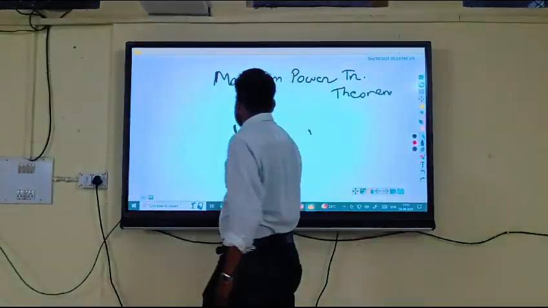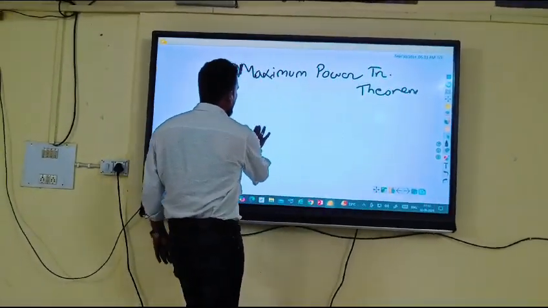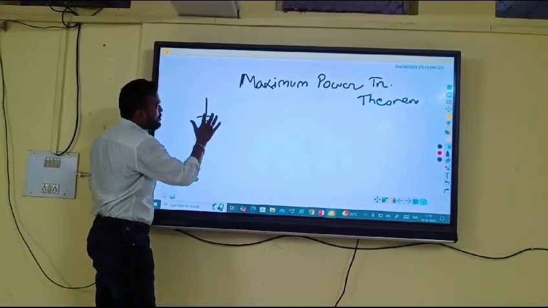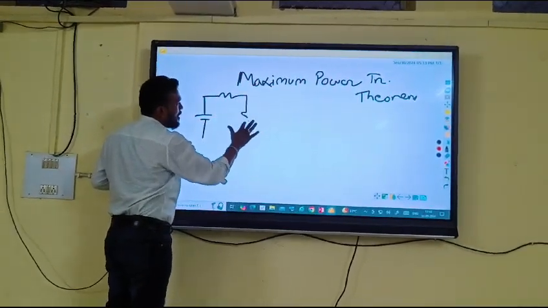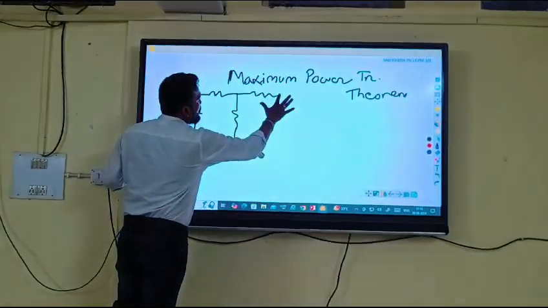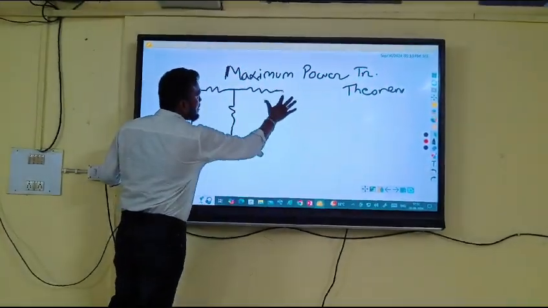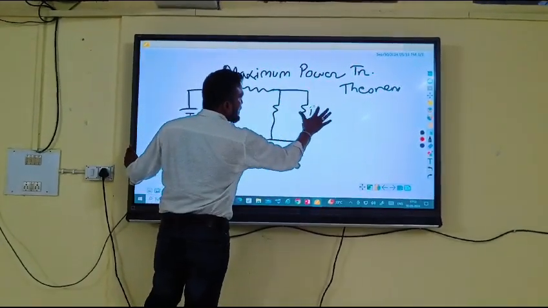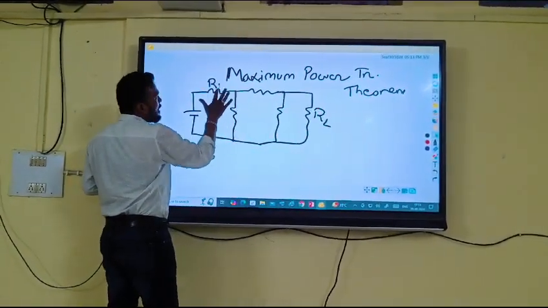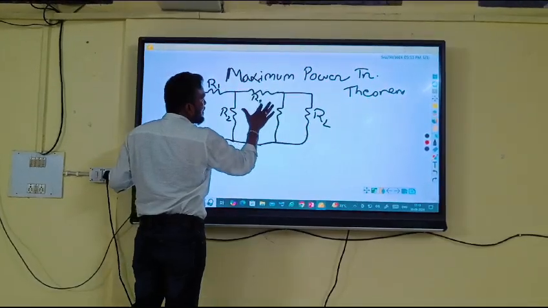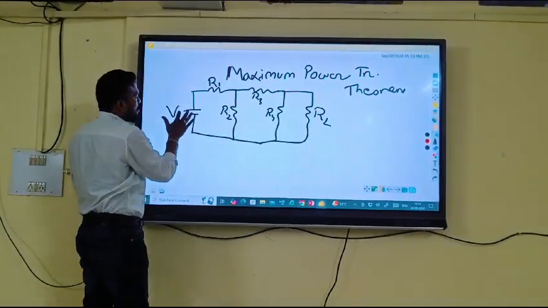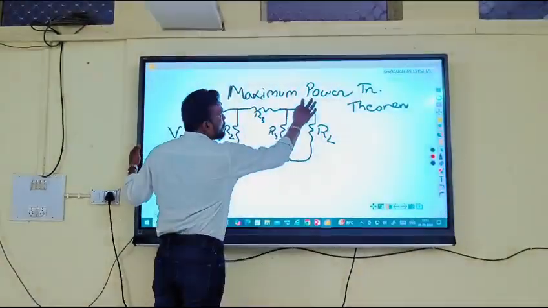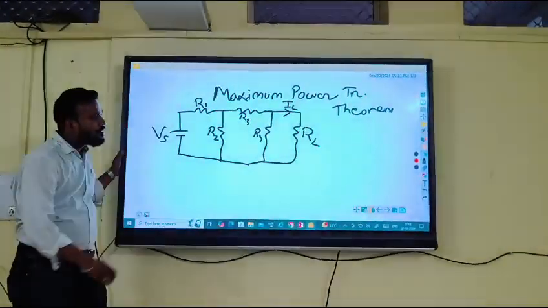So suppose there is a network. This is a network having one voltage source and a number of resistances, which may be considered as its internal configuration, and suppose this one is the load resistance RL, and these resistors are named R1, R2, R3, R4, and this is the supply voltage Vs. Then suppose the current flowing through the load is IL, that is the load current.